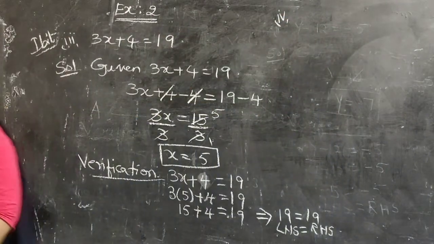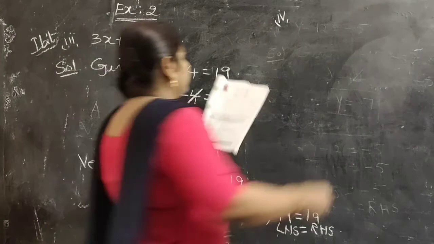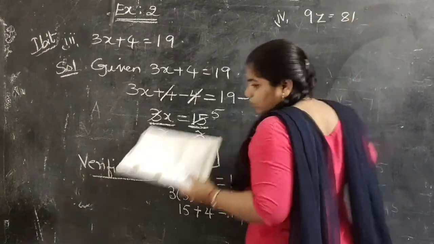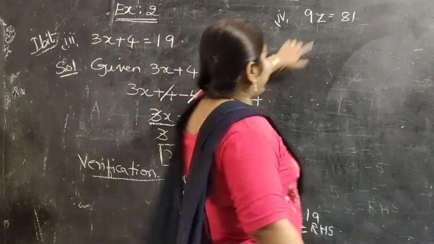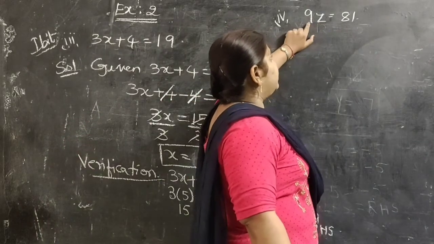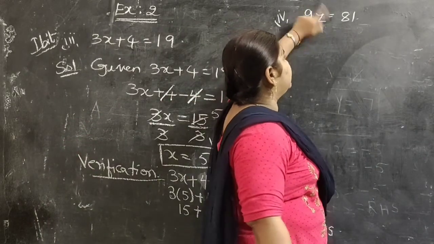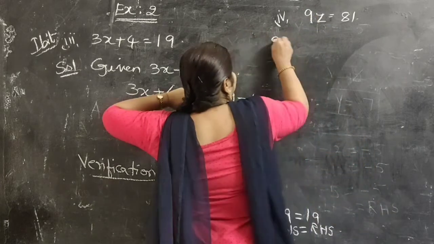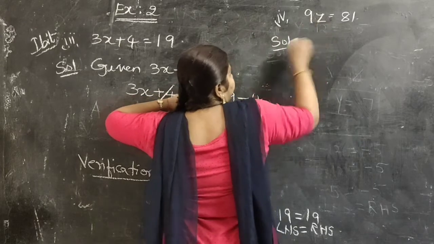Next, fourth one. 9z is equal to 81. So we have to find the z value. With this z, 9 is connected, so we have to eliminate this 9. And this 9 is also in the form of multiplication, so we have to divide 9 on both sides.